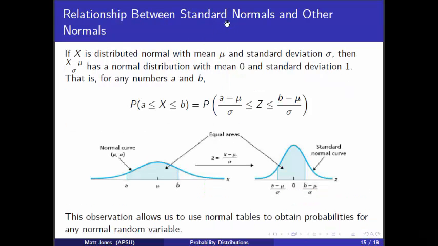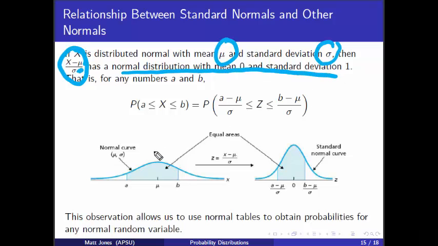What's the relationship between standard normals and other normals? So glad you asked. If X is some normal random variable with mean mu, I don't know, like 100, something that's not 0, and standard deviation sigma, say something different from 1, then if I standardize it, guess what? If I take X, this normal random variable, subtract off its mean and divide by the standard deviation, I get a standard normal, right? The end result is you get a normal distribution with mean 0 and standard deviation 1.